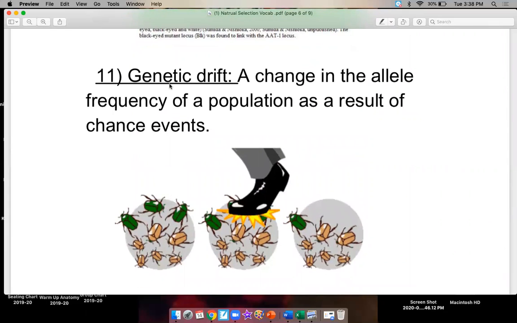Genetic drift is one of them. A change in the allele frequency of a population as a result of chance events. Right? Allele frequency. We just got out of a chapter talking about alleles, right? Your genes, one from mom, one from dad. How often do those alleles appear in your entire population? That's your allele frequency. Genetic drift is a sudden change in that, whereas natural selection causes a change in your allele frequency because some traits are better than others. If your traits aren't good, you die. You do not get to reproduce.